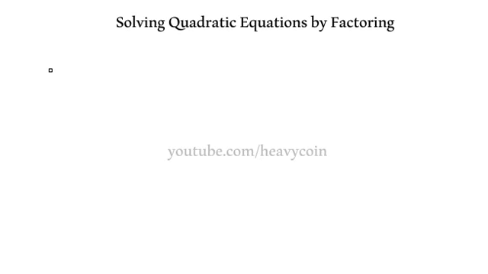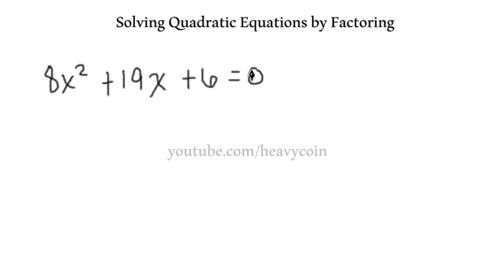Alright, let's look at 8x squared plus 19x plus 6 equal to 0, and we're trying to find the solutions to this equation.